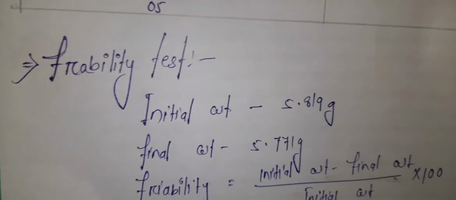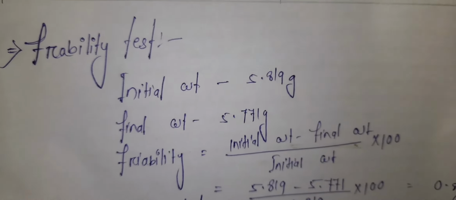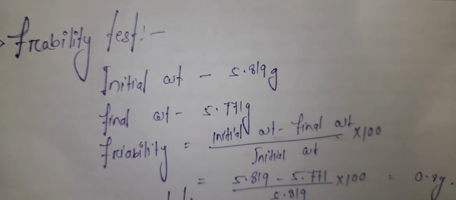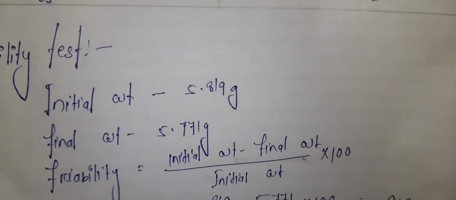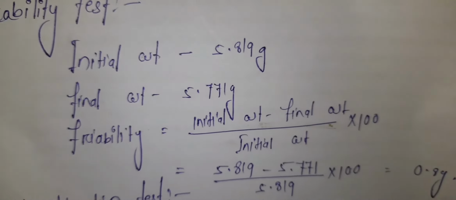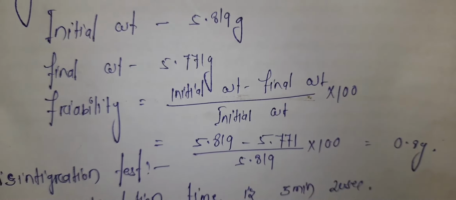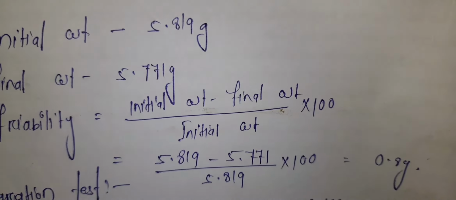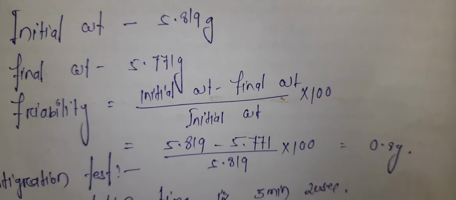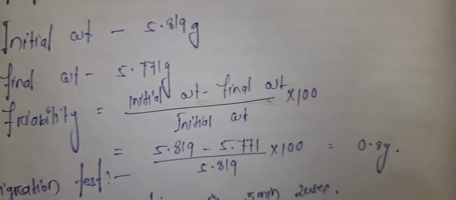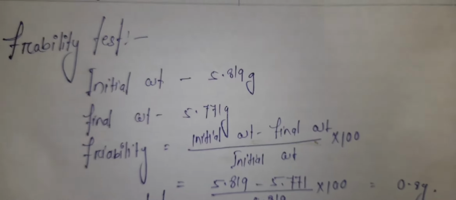This is the friability test calculation part. The initial weight of the tablet is taken, then the final weight of the tablet is taken, then the friability test formula is initial weight minus final weight, divided by initial weight, into 100. So in this way you will calculate the friability test.